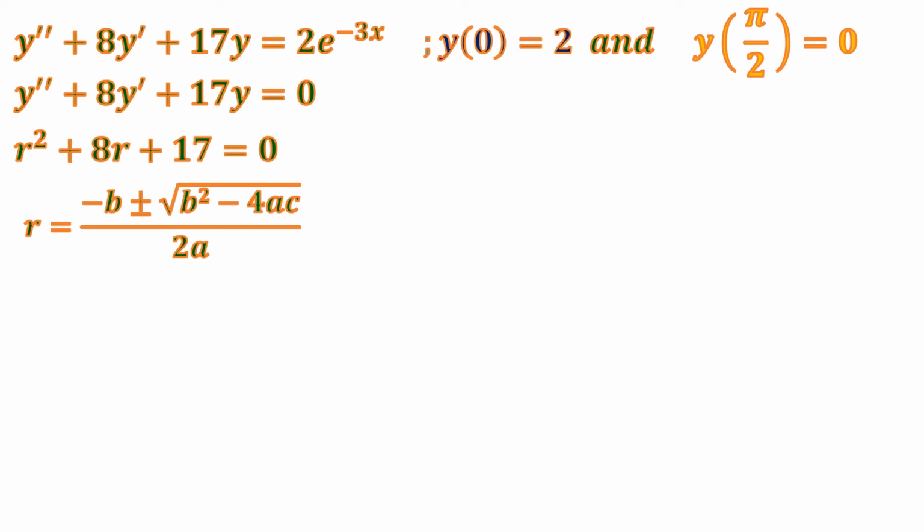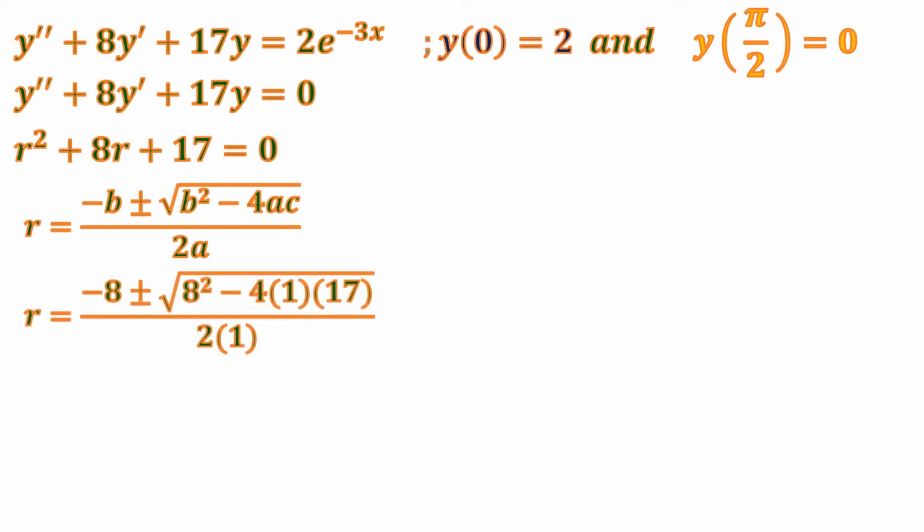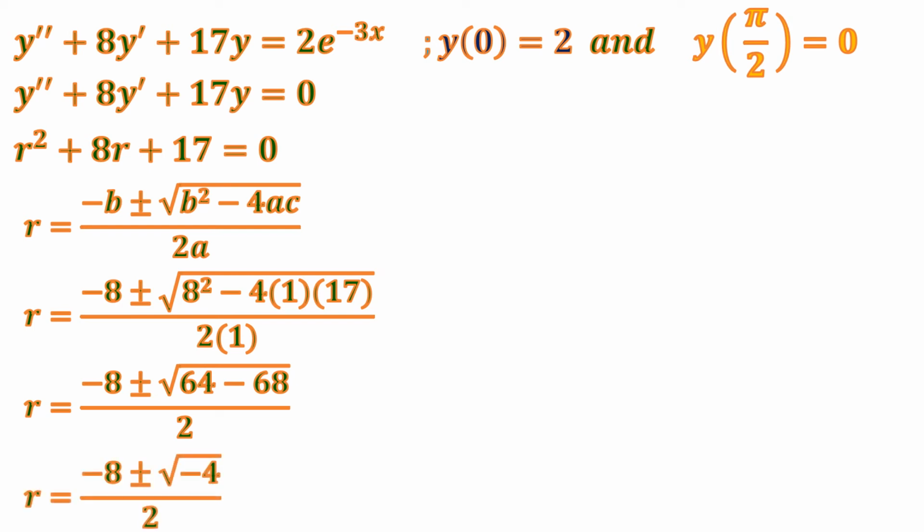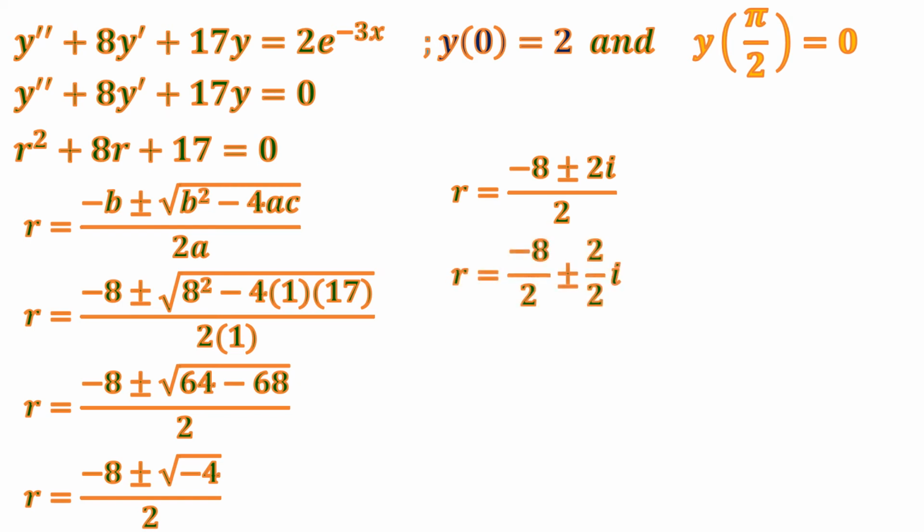So you have negative b plus and minus square root of b squared minus 4ac all over 2a. So let's substitute where a is 1, b is 8, c is 17. And then let us simplify further. 8 squared is 64. 4 times 1 times 17 is 68. Then we subtract 64 and 68 is negative 4. Square root of negative 4 is 2i. So let's separate the 2 with negative 8 over 2 and 2 over 2. Simplify that. 8 halves is 4 and 2 halves is 1. So our root is negative 4 plus and minus i.